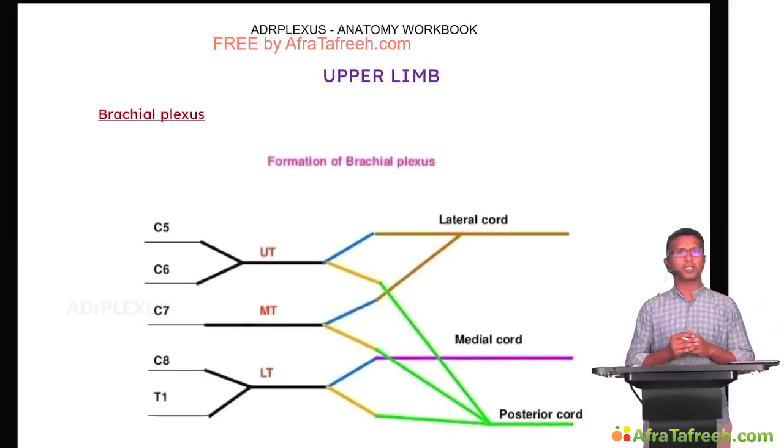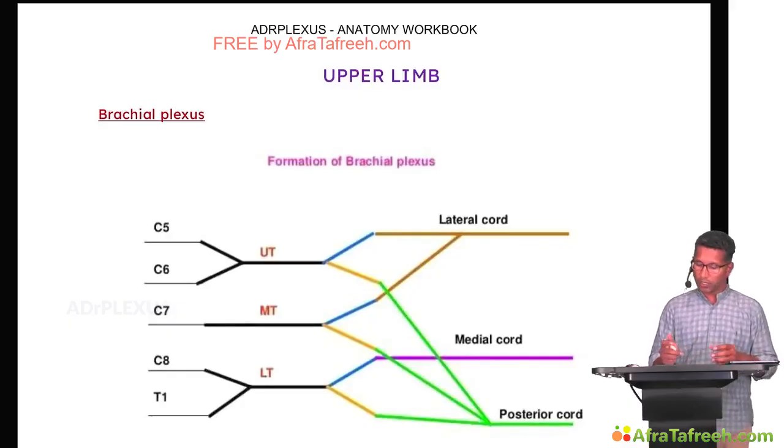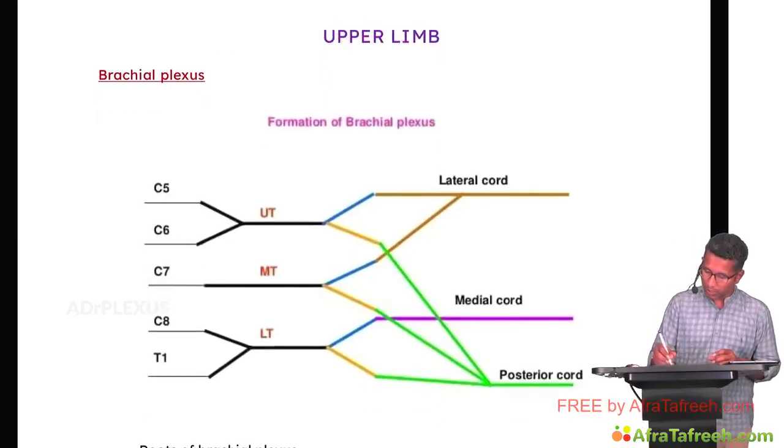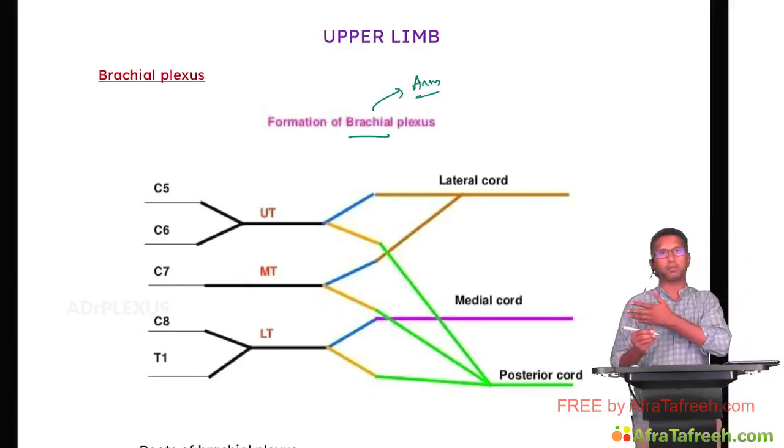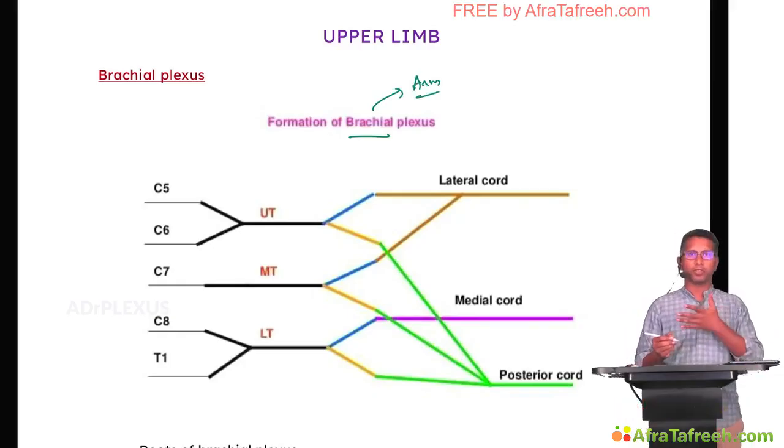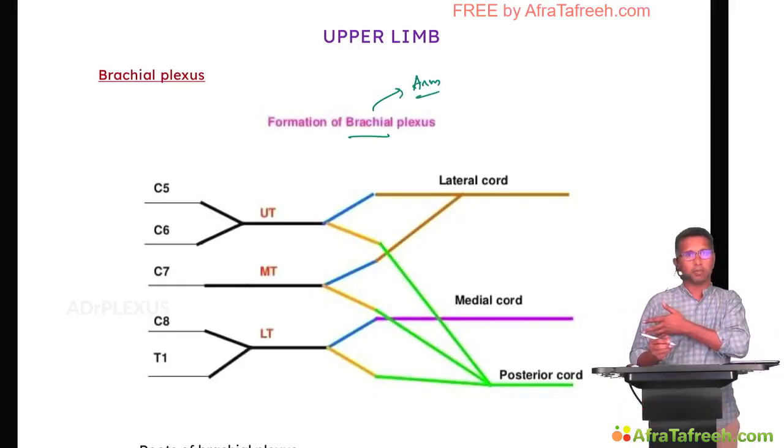Now, how is the brachial plexus formed? What do you mean by brachium, guys? Brachium means the arm. So the plexus which goes to the arm is called the brachial plexus.